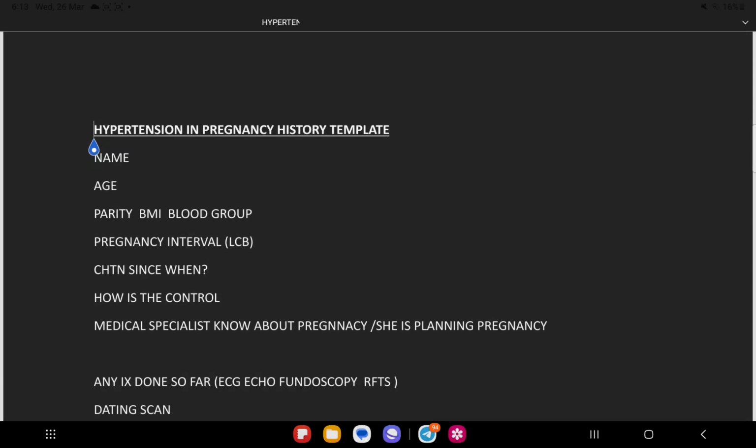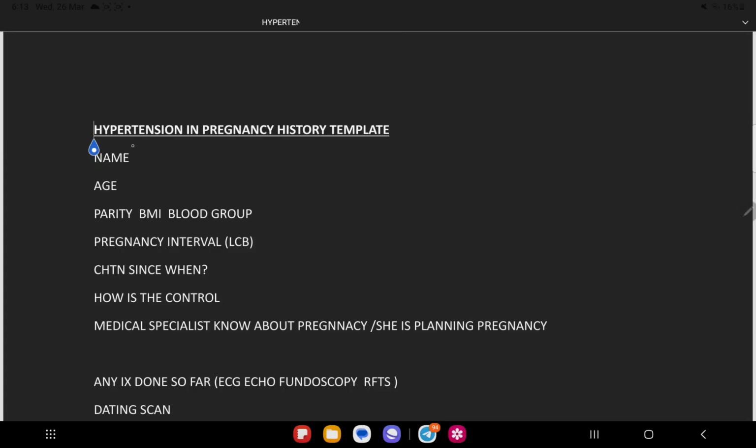Other patients, you can get in the first trimester of the pregnancy, the second trimester or third trimester. So you should know about the history template overall. I will be giving you another history template for gestational hypertension and preeclampsia separately, but this one is specifically for chronic hypertension.